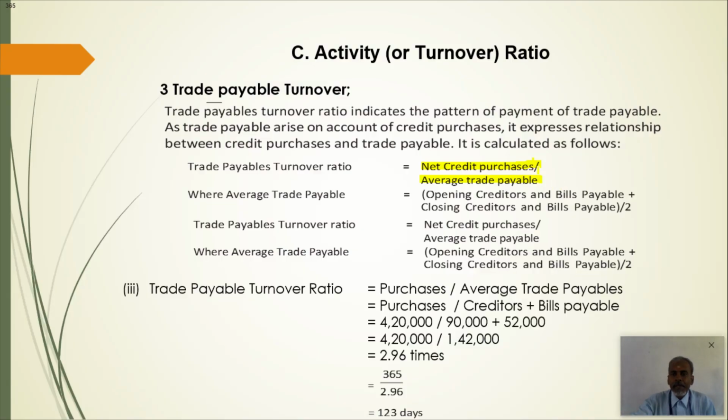To calculate average trade payables, it is simple. Opening creditors or accounts payable plus closing creditors or accounts payable, divided by 2. Trade payable turnover ratio is net credit purchases divided by average trade payables, and you have the formula here. Substituting the values in the formula as given here, you will get 2.96 times. Your accounts payable or creditors turnover ratio is 2.96 times a year.